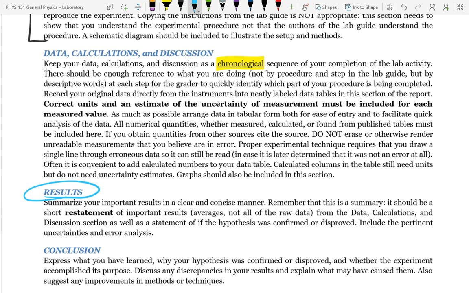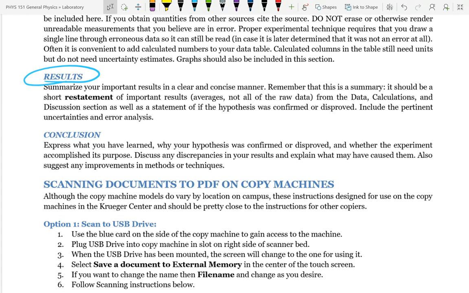And then the conclusions are the things you learned. So conclusions: what went right, what went wrong? Did you achieve the purpose of the lab? Was your hypothesis confirmed, or did you disprove it? So those are the things that go in the conclusion section.